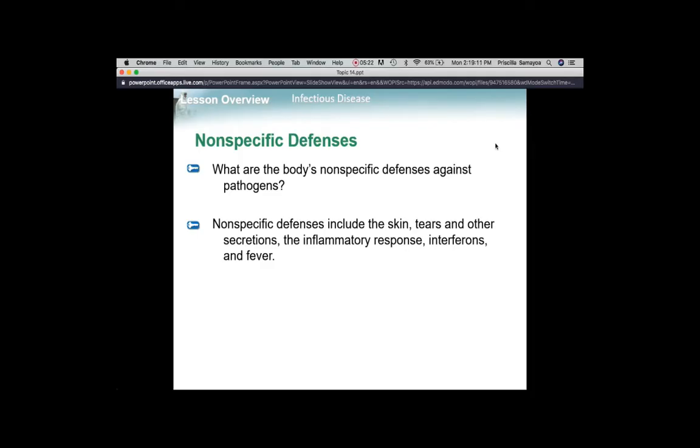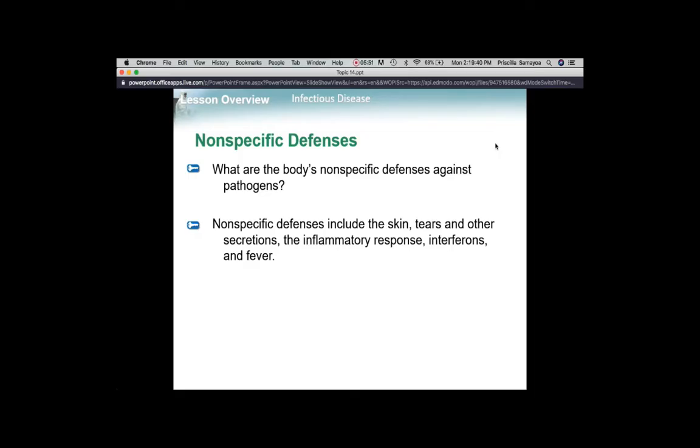You have both non-specific and specific defenses. Non-specific are your basic general things. So when you get something in your eyes, you just start to tear up. That is a defense. It's basically trying to excrete whatever was in your eye. You have your skin that forms an extra layer so that it's harder for bacteria or any kind of infectious agent to get into your skin. You have mucus, also inflammatory responses, and interferons, which we'll talk about later, also fevers.